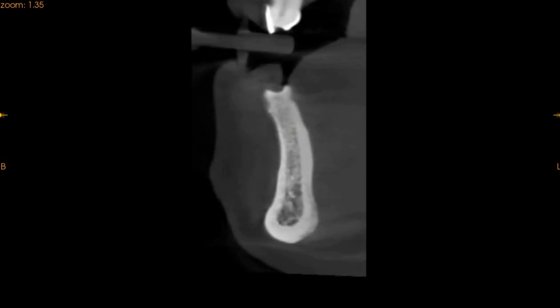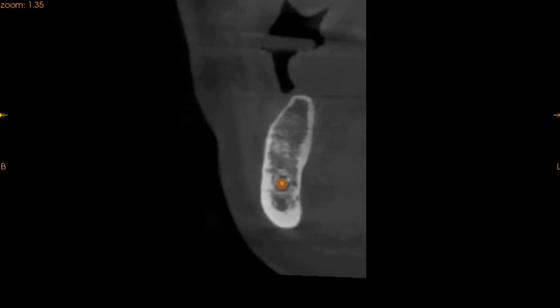Then we will move on to the posteriors. We've got relatively thin ridges here as well, but since we've got good bone support, we can attempt to place implants in these regions. So now we're going to go ahead and place implants for the doctor.